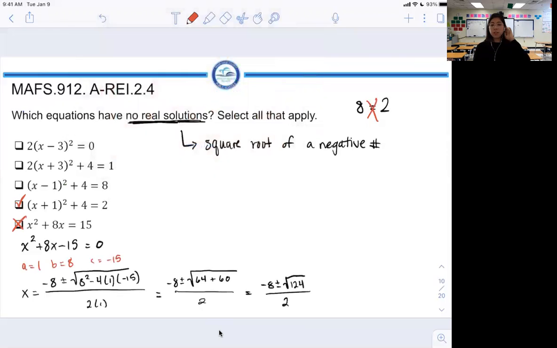Okay, that's all we needed to do. There's nothing else I needed to do. I just needed to check if this number would be negative. If that number was negative, then it would be no solution. Questions on that?